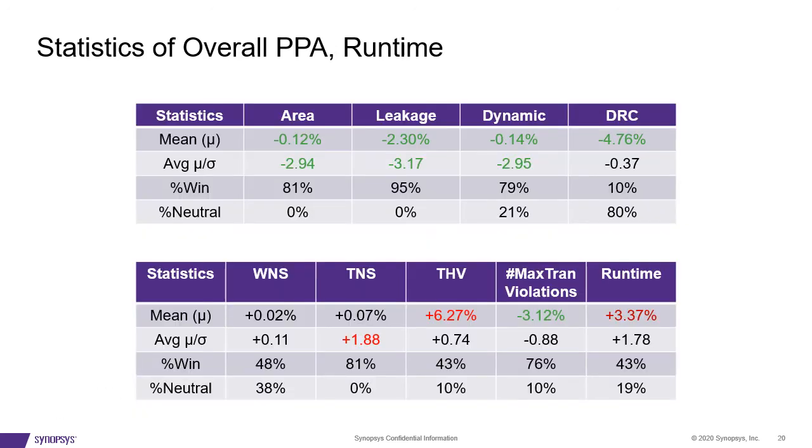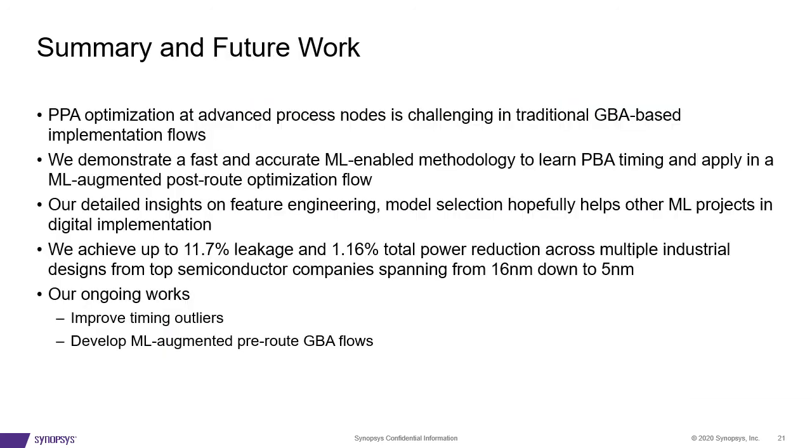The statistics of overall PPA and runtime improvement are shown in this table. As expected, area, leakage and dynamic power are largely improved, as shown by the green colored mean and average. Of all the 21 designs, around 80% of the designs have wins. Now, the bottom table shows other metrics where, as I mentioned, we have some TNS losses. But overall, the wins are greater than 40% of the time.